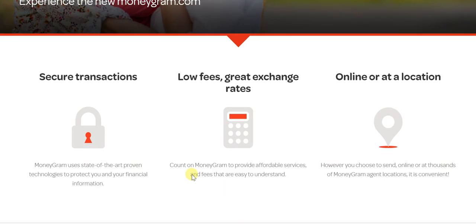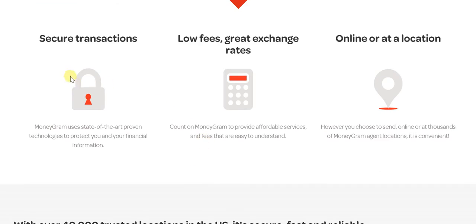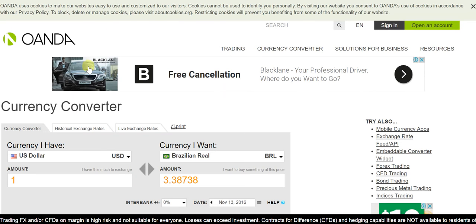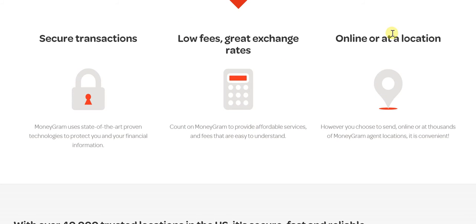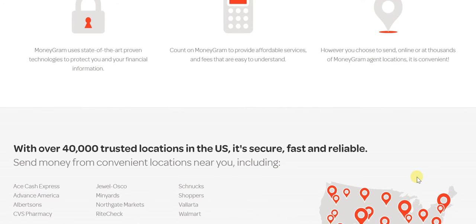And why should you use MoneyGram in particular? What we find is the transactions are very secure, using state-of-the-art proven technologies that protect you as well as your financial information. Low fees, great exchange rates. This is something which you saw upfront, that in both instances the fees were as little as 10 and 20 US dollars. The exchange rate also, what we saw is that if we compare with even what we see on, say, OFX, the exchange rates were quite good, and whether it's online or at a location, it's very convenient. So that's something which is definitely established.